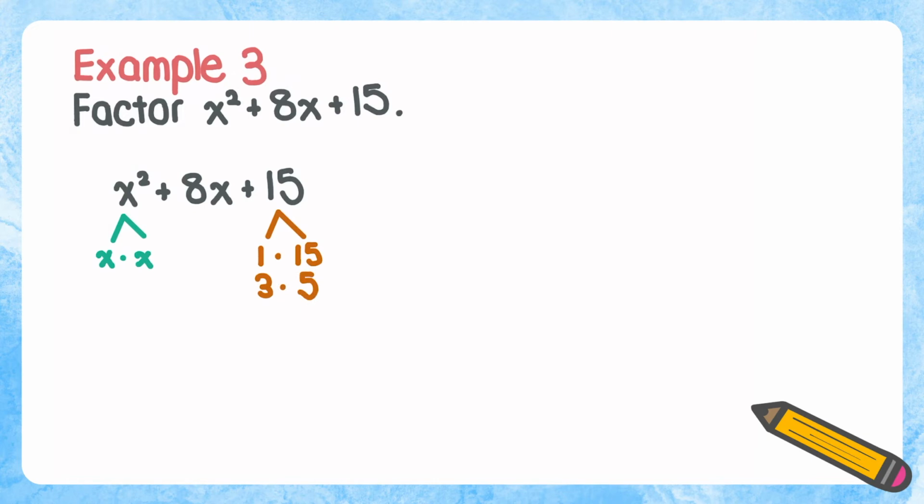And again, I'm focusing on the middle term right here, the 8x. Right, so let me write out the general form. We know for sure that we're going to have x plus something and x plus something. But I think I can cross out this 1 and 15 pair because I want the 8x, so nothing bigger than that. So instead, I'm going to choose the 3 and the 5. So x plus 3 times x plus 5.